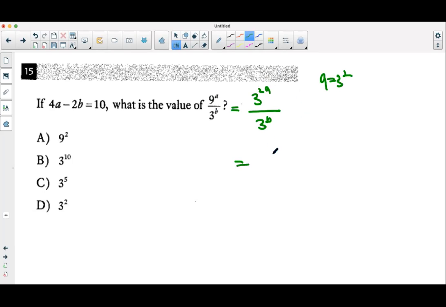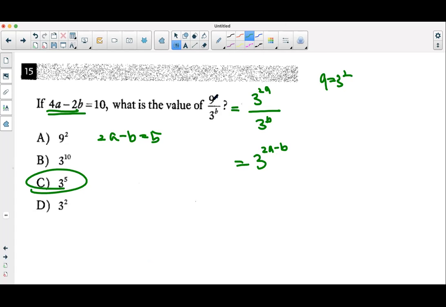But when you divide, what do you do with exponents? You have to do 3 to the what? 2a minus b. You see? You have to subtract the exponents when you divide. So what does that mean? Oh, wait a minute. 4a minus 2b equals 10, then what's 2a minus b? That's half of this. So therefore, you know that 2a minus b has to be equal to 5. So therefore, we get 3 to the fifth power as our answer. How about that, guys? You good? All right, so that was number 15. Now let's move on to the next question.